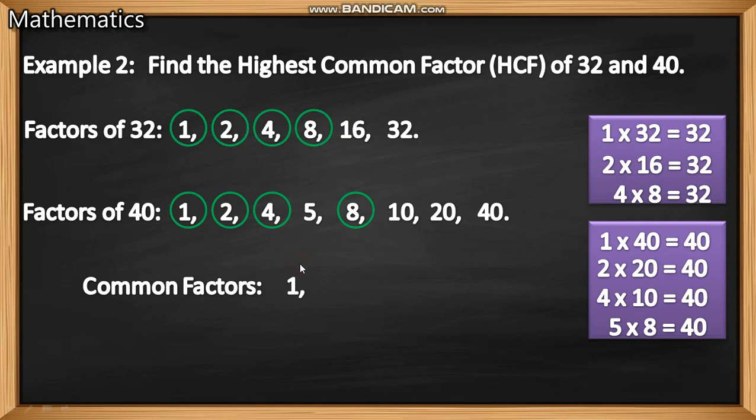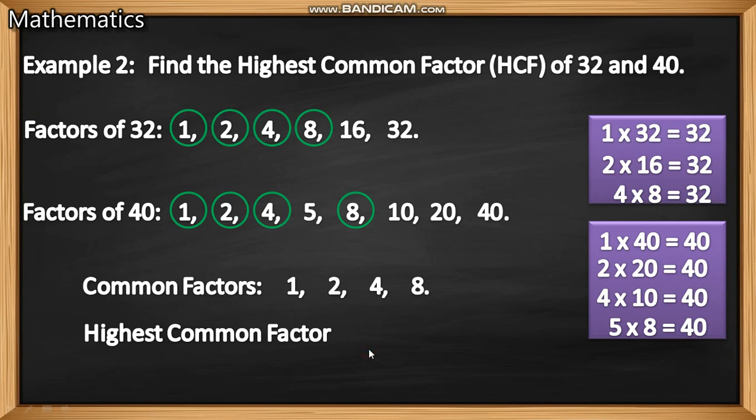1, 2, 4 and last 8. Then last step, highest common factor. Short form HCF, highest common factor. Which is the highest number among these? That's 8. 8 is the highest common factor of 32 and 40.